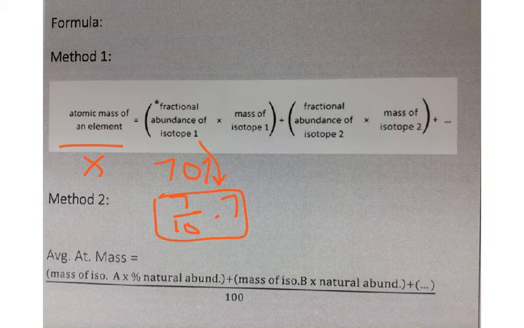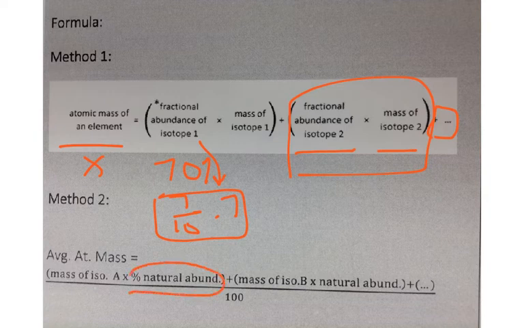The mass of the isotope is what the actual mass is, and then you would add it to the fractional abundance of the other isotope times its mass, and so on and so forth. You just keep adding up this same set of parentheses until you are done with all of your isotopes. The other way is that you take the mass percent and you multiply it by the mass itself.